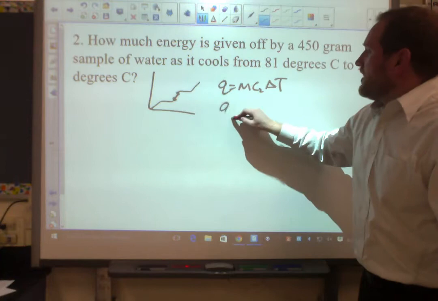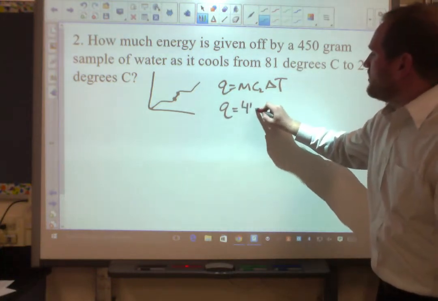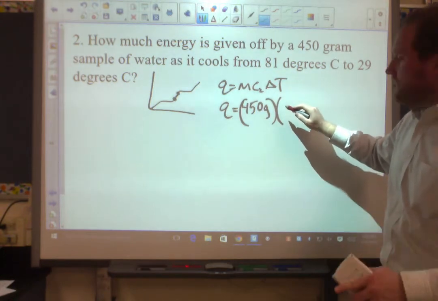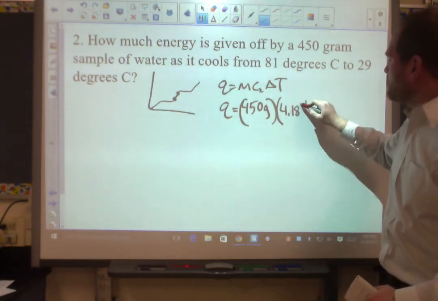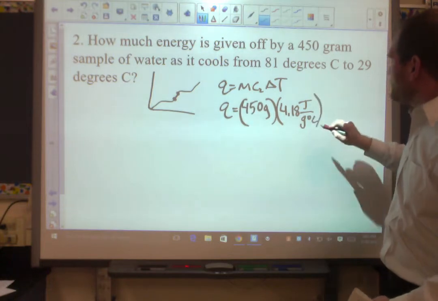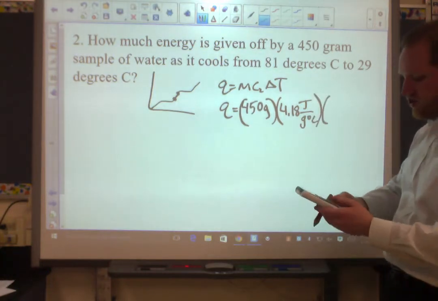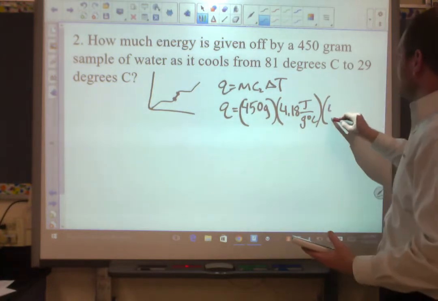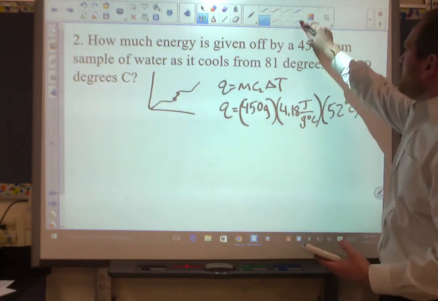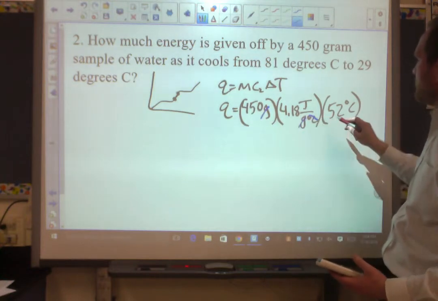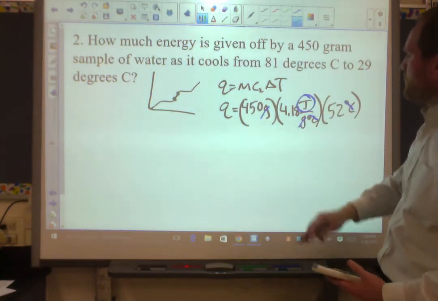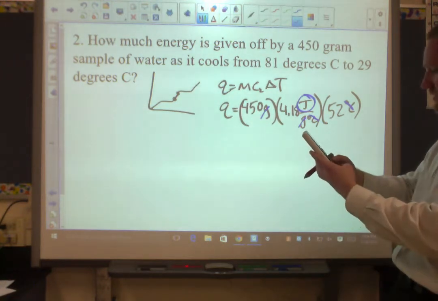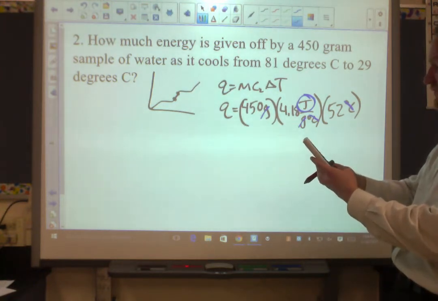So we just plug it all in. Mass is 450 grams. C2 is 4.18 joules per gram degree Celsius. And your delta T is your change in temperature, 81 minus 29, which is 52. Gram cancels gram, degree Celsius cancels degree Celsius. I'm left with joules. Does that make sense for energy? Yes, it does. So 450 times 4.18 times 52.